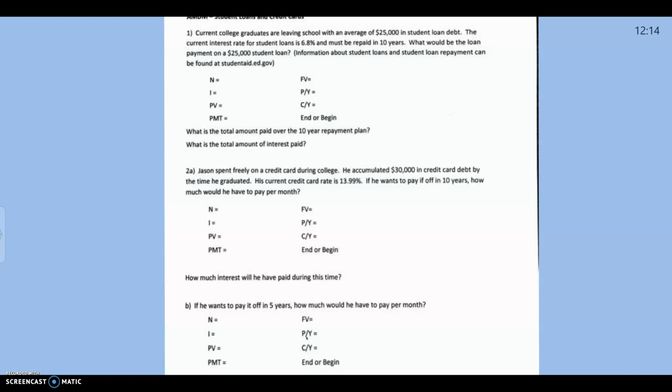It says current college graduates are leaving school with an average of $25,000 in student loan debt. Y'all, that's really true. The current interest rate for student loans is 6.8% and must be repaid in 10 years. What would be the loan payment on a $25,000 student loan?